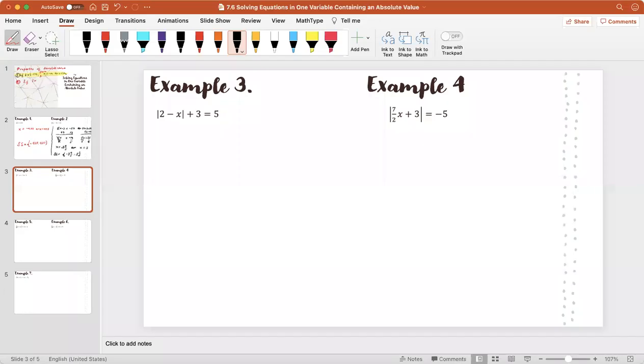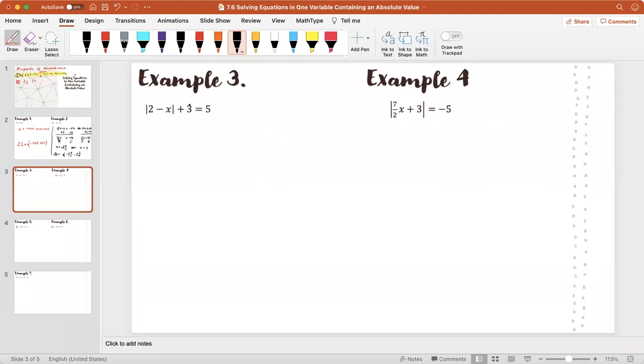Let's move on to number 3. We have absolute value of 2 minus x plus 3 equals 5. We cannot apply the property here. Why? We cannot apply that yet unless we get rid of 3. So don't apply the property immediately. It's not correct to do that because we have 3 outside your absolute value.